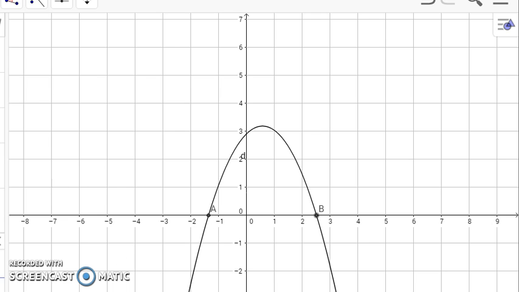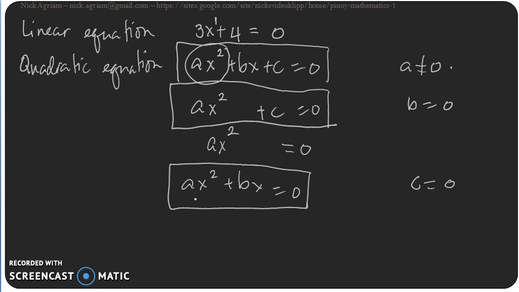So I will just go back here. It is important for you to know now that a cannot be 0, b can be 0, and it will look like this, and c can be 0, and it will look like this, and we deal with them differently.